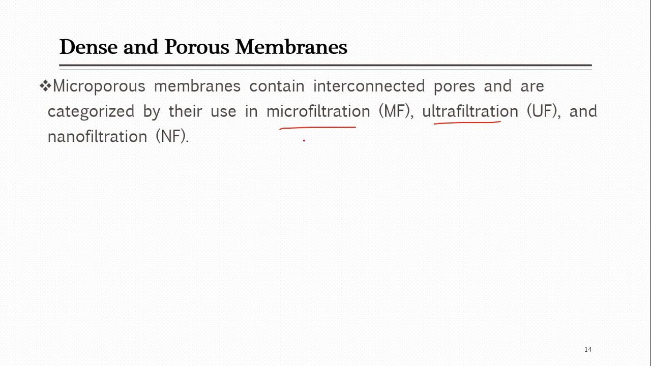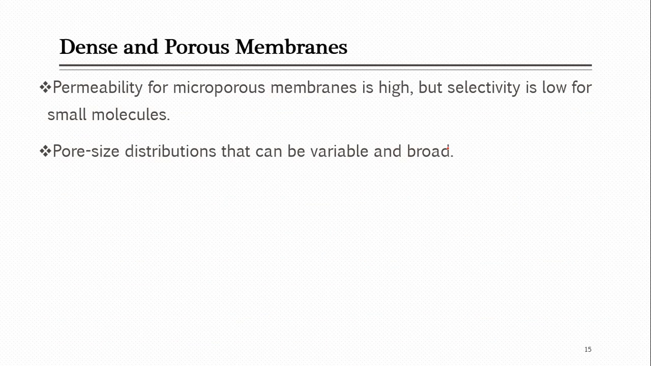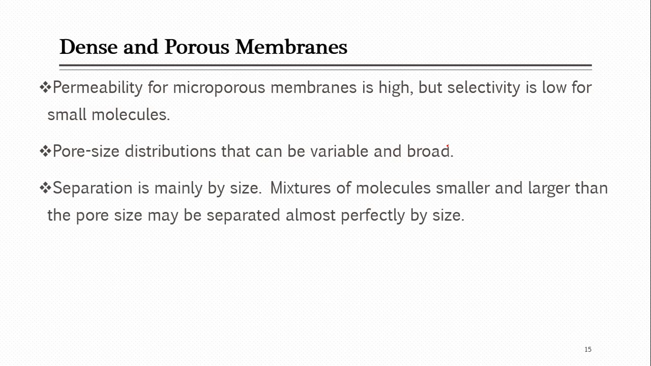Then when you look at the porous membranes, they are also named microporous membranes, and they are categorized into three types: ultrafiltration, microfiltration and nanofiltration, and we have seen that the difference between these three is based on their pore size. And because they have different pores, separation takes place based on size. They are good for separations in which you have smaller and larger molecules, because the pores are of different sizes and they can help you with this kind of separation.